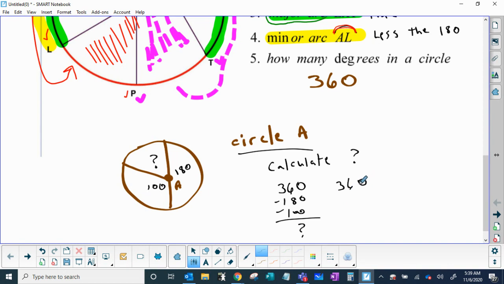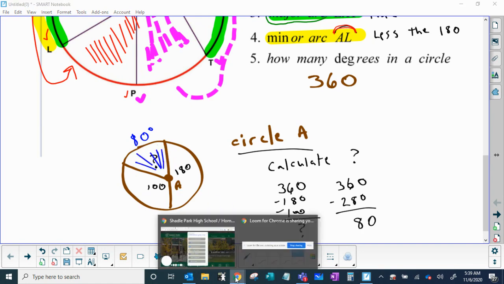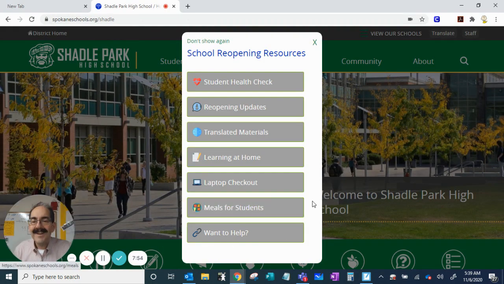So I think we need to have another skill builder week coming up, and we'll work on some skills and calculating some angle measures. All right? Okay, hopefully that was helpful. That's what we're going to do today.